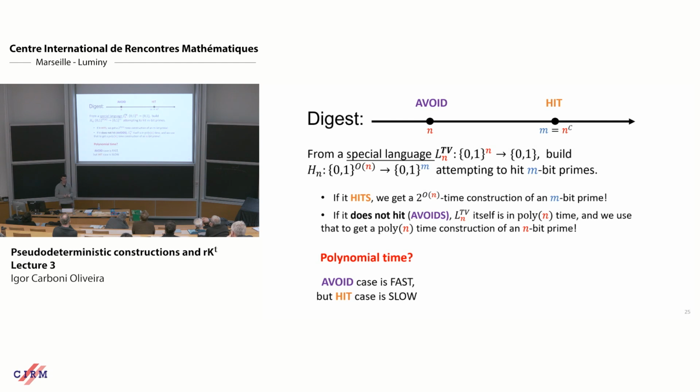Okay, so now we want to do it in polynomial time. And one observation here is that there is one case in this analysis where you already get polynomial time. And this is in the case of the avoid case, because now the reconstruction procedure runs in polynomial time, and therefore we are in good shape in this case.